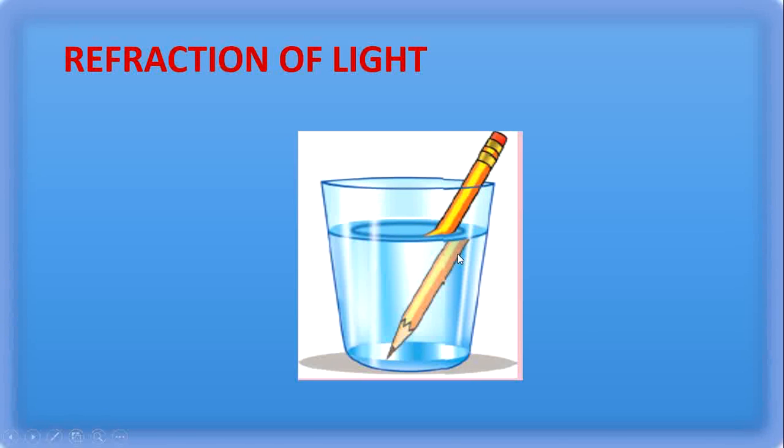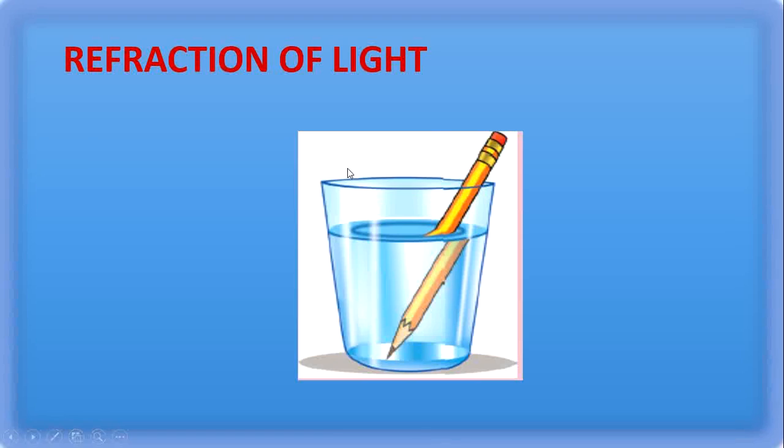See this diagram. Now we have to immerse a pencil in a beaker containing water. Now we have to see the appearance of the pencil through one side or above the surface. Here we see that the pencil appears to be bent at the surface of water. This activity explains the refraction of light.